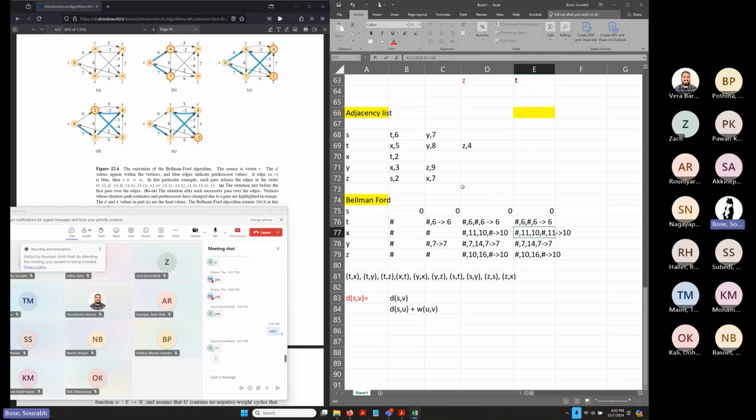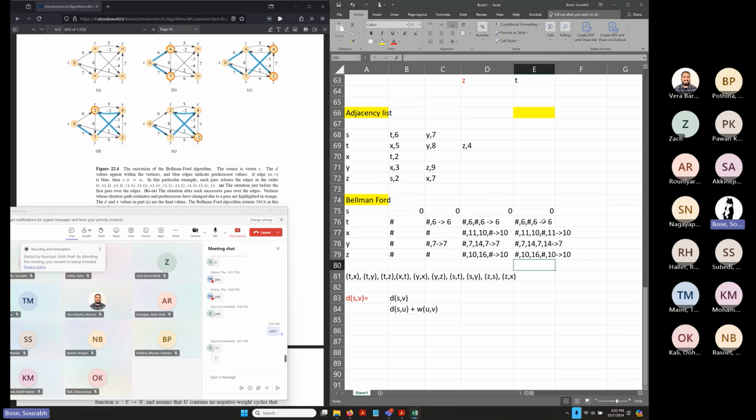It remains 10. Now comes TY. S to T in the previous iteration is 6, and we are offering plus TY 8. 6 plus 8, that's 14. We remain 7. Then we have TZ. S to T is 6. What are we offering? 6 plus TZ, 6 plus 4, so that's a 10. It remains 10.